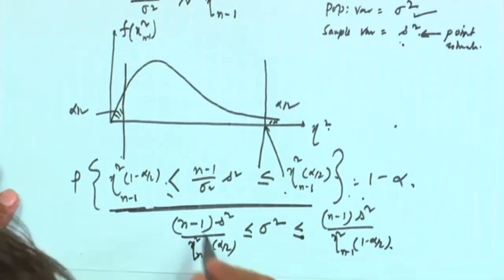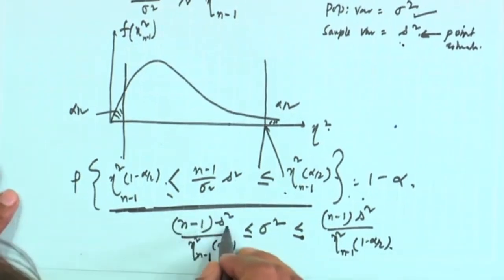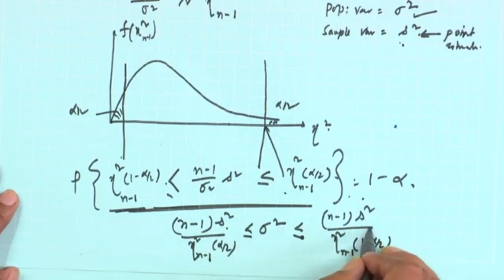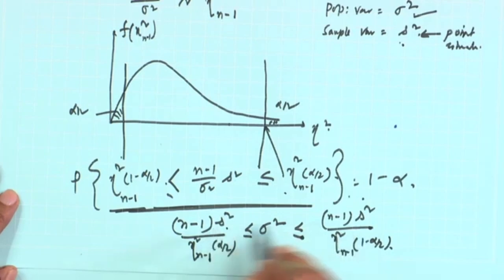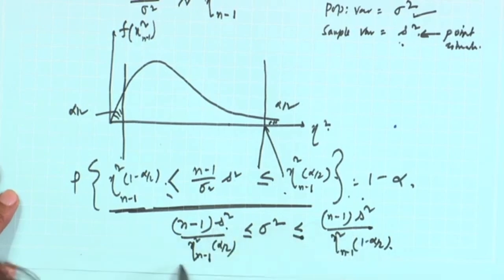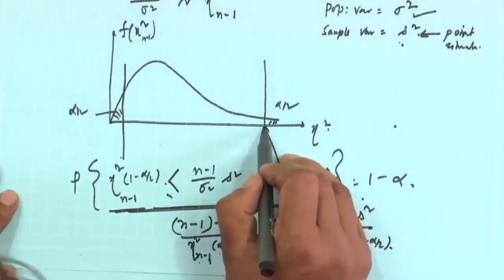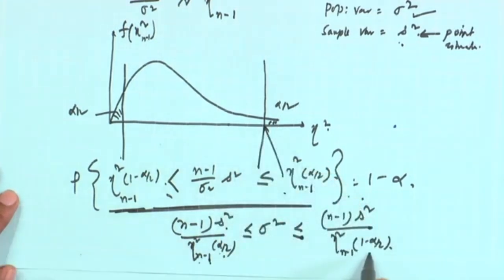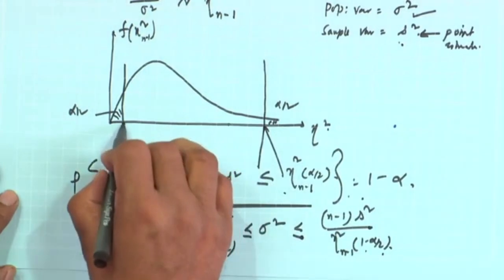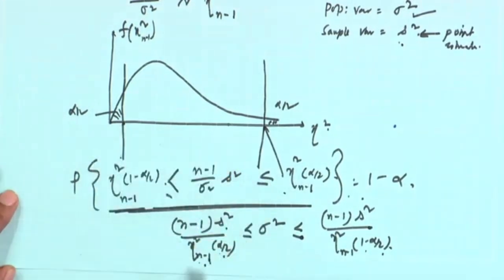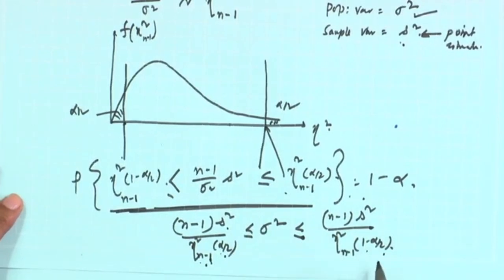What is happening here? The numerator is (n minus 1) s square, (n minus 1) s square. Then in the denominator, chi square alpha by 2 is a large value, and chi square 1 minus alpha by 2 is smaller than this value. So, this quantity will be smaller than this quantity obviously, and this is the interval.